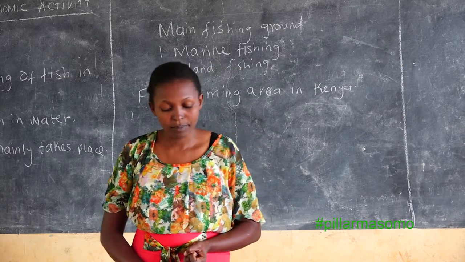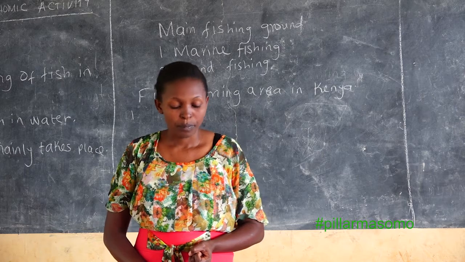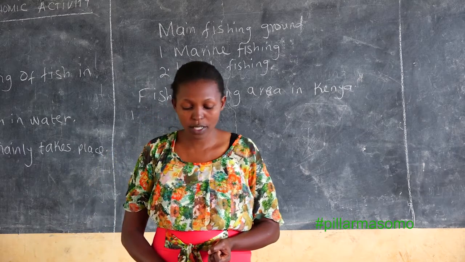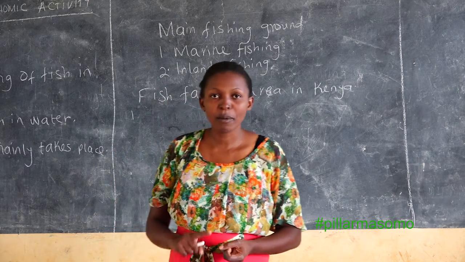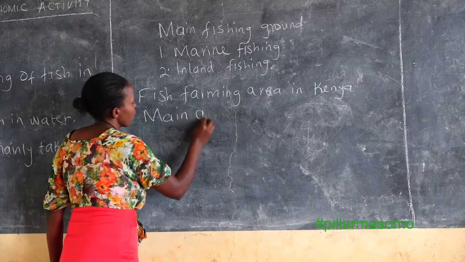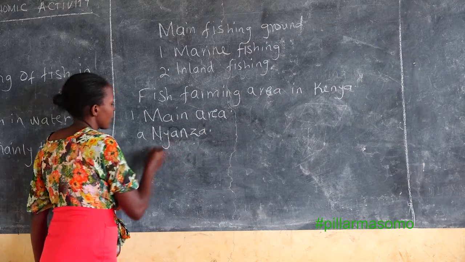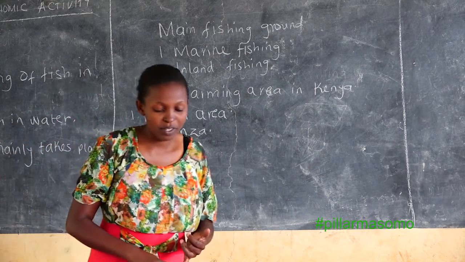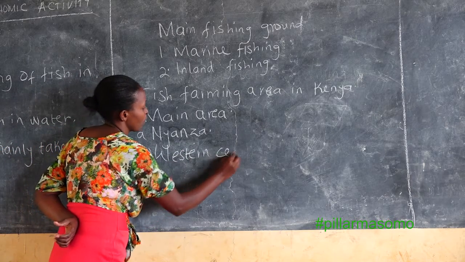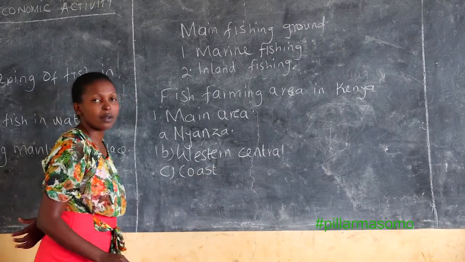Some farmers have dug ponds on their farms where they breed different types of fish. These ponds are constructed in such a way that there is a constant flow of water in and out of them. Then we have the main areas. We have the first one, which is Nyanza. Then the second one, which is Western Central. And then we have the Coast.